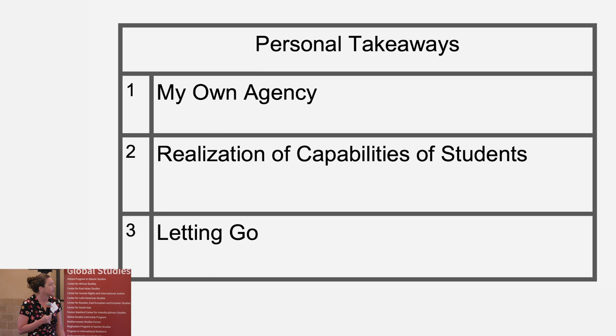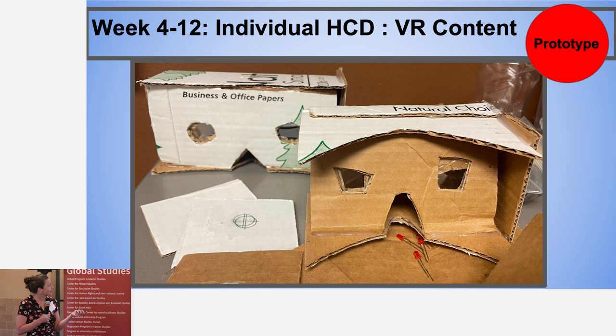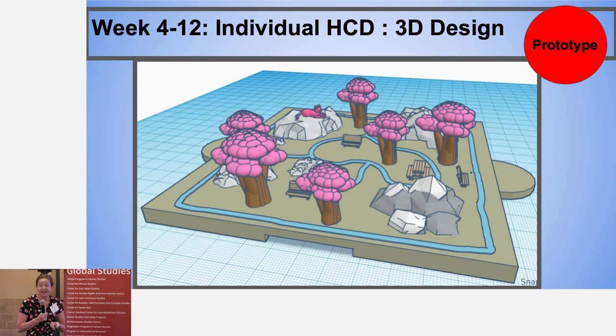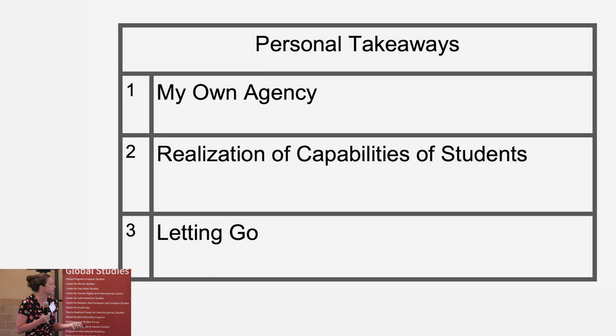Number three, letting go. I know it's surprising from the looks of it, but I don't know how to do VR. I know, it looks like an expert, right? I don't really know how to make websites. I am a terrible 3D modeler, right? And it's definitely possible for my students to be better than me before they get to class, or before they end the course, and I have to be okay with that because I don't have time to be an expert in all these things before I incorporate them into my classroom, right? So letting go is definitely something that I've learned.